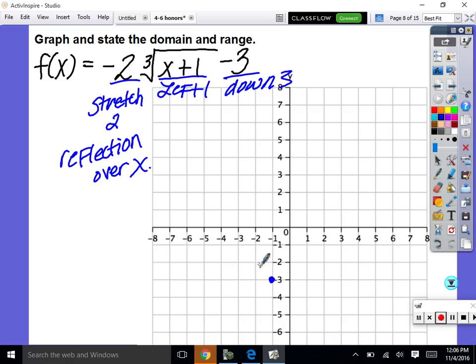We can do this a couple different ways. You can plug in some points or look at the relationship between what we originally had in the cube root of x. So give me some points, maybe. When you're at 7, you get negative 7. That's clear down there. Okay. Is there another whole number point?